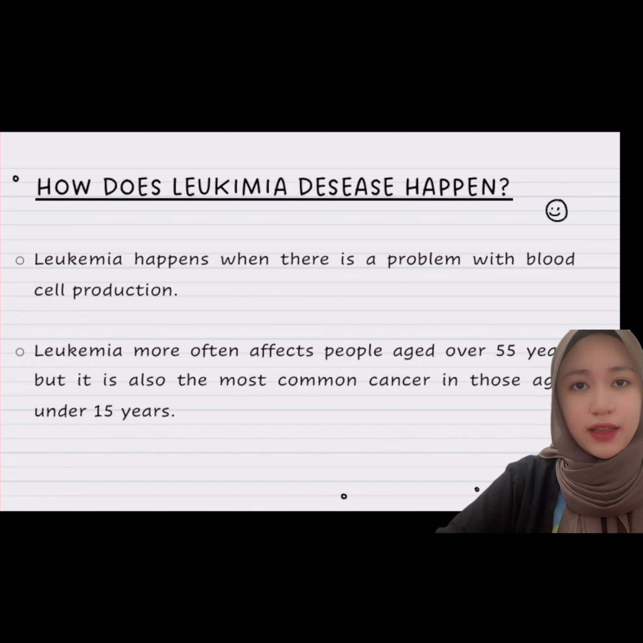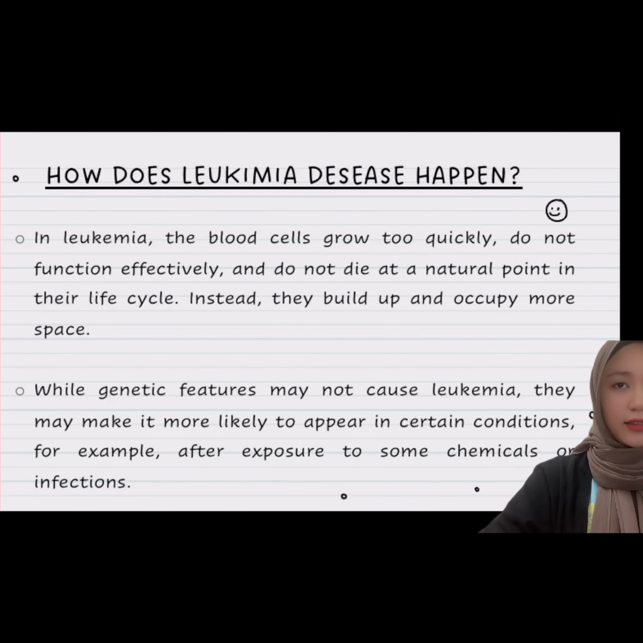Leukemia more often affects people aged over 50 years old, but it is also the most common cancer in those aged under 15 years old. So for the next slide, in leukemia, the blood cells grow too quickly, do not function effectively, and do not die at a natural point in their life cycle. Instead, they build up and occupy more space.